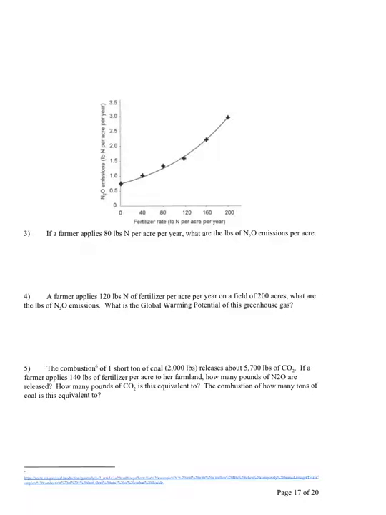So here we're going to use the idea of the global warming potential, and we're going to be reading from a graph. So again, skills of reading from a graph, using this potential, etc. So it says if a farmer applies 80 pounds of nitrogen per acre per year, what are the pounds of N2O, which is nitrous oxide emissions per acre?